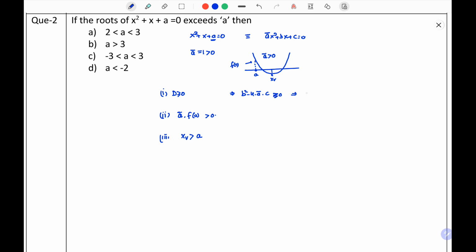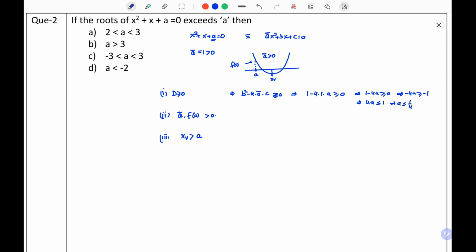This will give 1 minus 4 into 1 into c, which is a, and it should be greater than or equal to 0. We can write it as 1 minus 4a should be greater than or equal to 0, or minus 4a should be greater than or equal to minus 1, which can be written as 4a should be less than or equal to 1, or a should be less than or equal to 1 by 4.